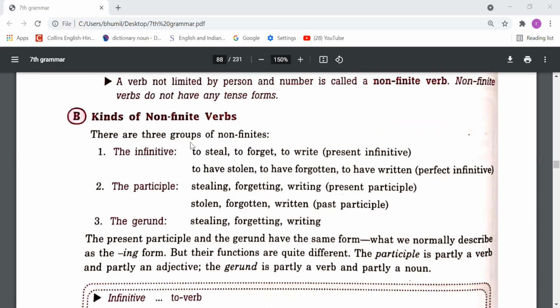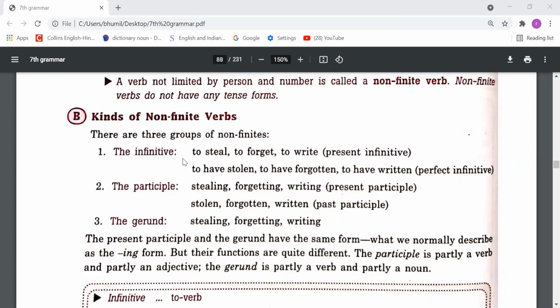There are three groups of non-finites. So three types of non-finite verb are there. First is called the infinitive. Second is called the participle. Third is called the gerund. Infinitive, participle, gerund. Right? So these three types of non-finite verbs are there.